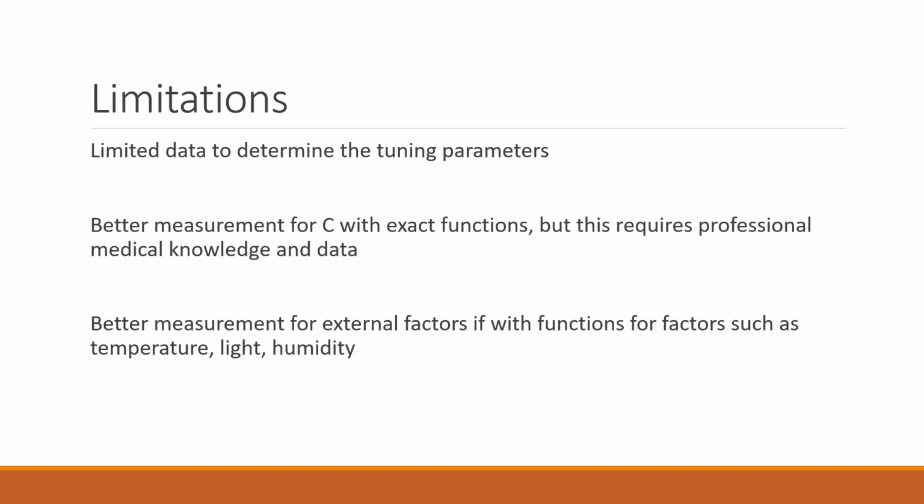As for the limitations of our model, we only have very limited data to determine the tuning parameters, because for KMC, most of the data just compares it with regular or conventional care for premature infants, which is not usable for our case. The second limitation is that if we had a better measurement for C with exact functions, that would definitely improve the accuracy of the model. But this also requires very professional medical knowledge and data, because some genetic-related issues can be very difficult for us to measure. The last limitation is that there could be a better measurement for external factor alpha, because we just use some constant factors to measure the effect of temperature or light, something like that, on KMC. But if we measure it as a function, I can say that it'll be better.